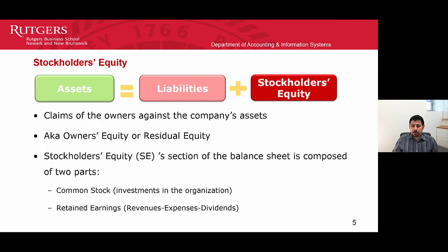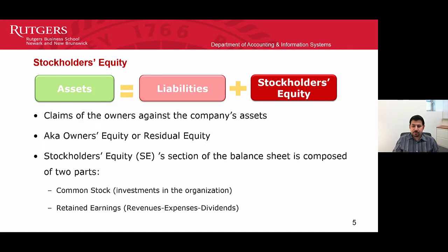So when we talk about residual equity, here we're talking about all the assets, so total assets minus total liabilities would be equal to stockholders' equity. Now, stockholders' equity is divided into two components: common stock and retained earnings. Common stock is, in general, the investments or the total amount paid by stockholders for the shares that they bought. These are the investments in the organization made by individuals or other entities.